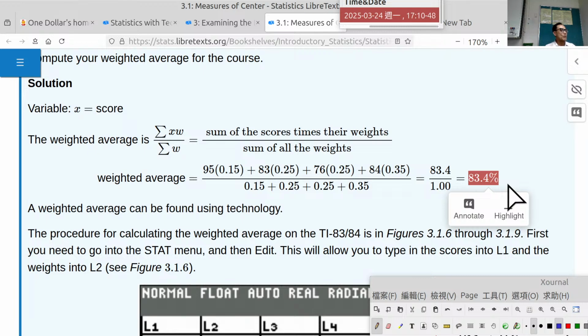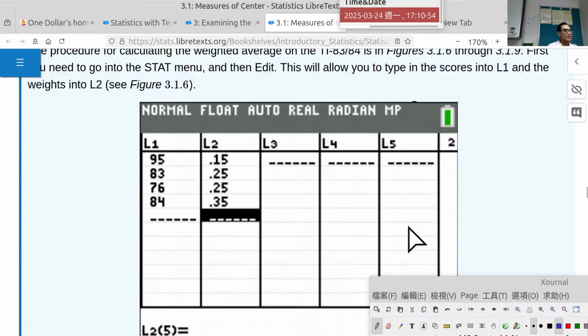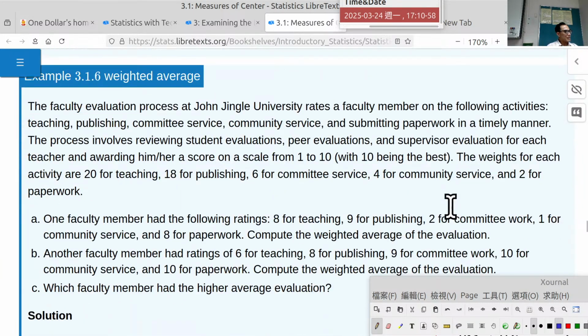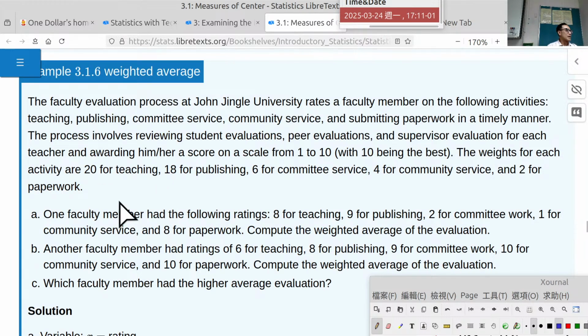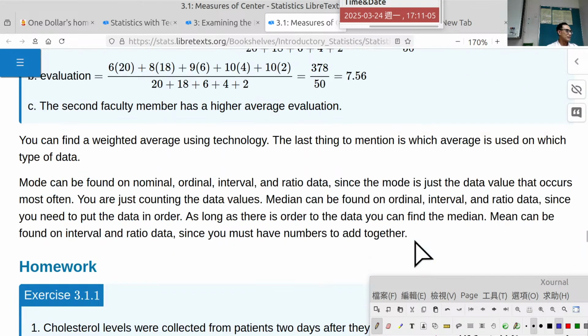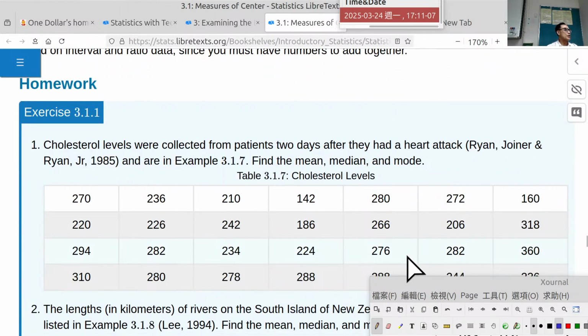And this one, I think you are smart enough. You can calculate by yourself. Let's move on to the next question. And this one, okay, I think I can skip this. Very similar. Okay, here's a homework.